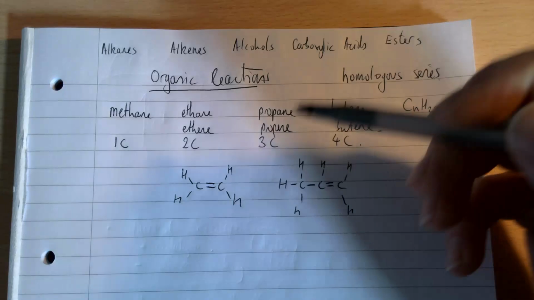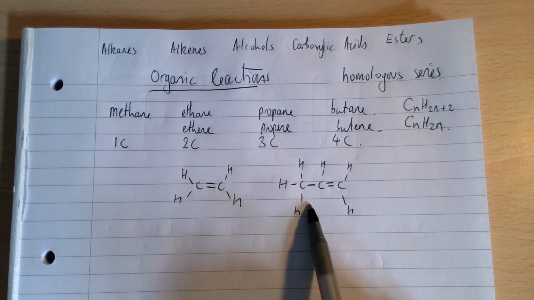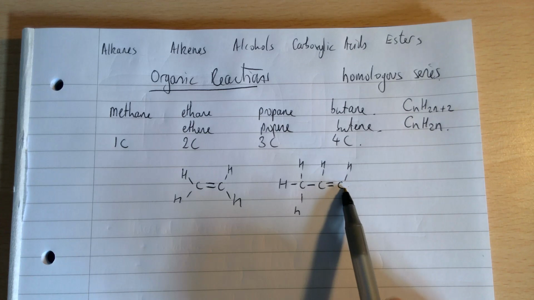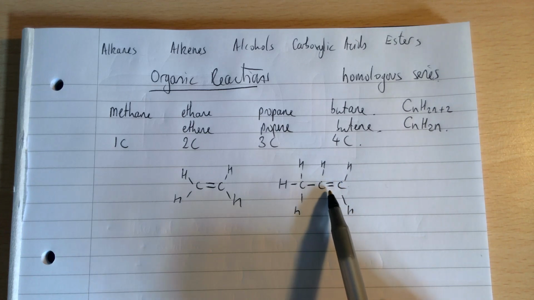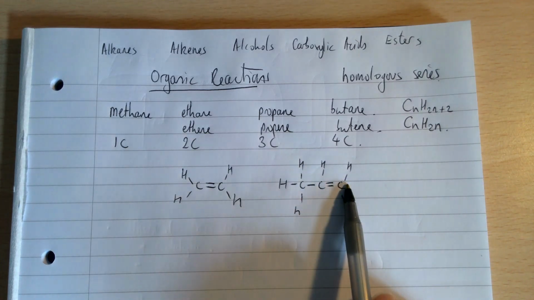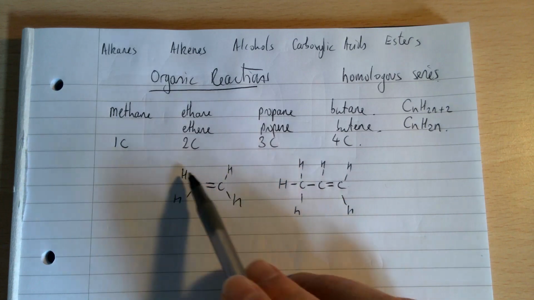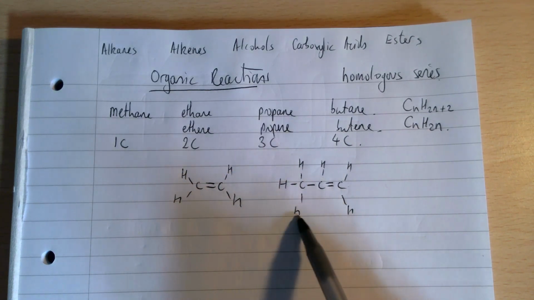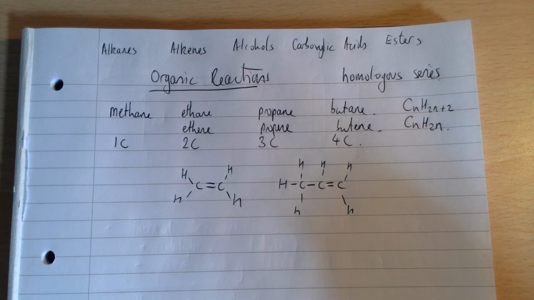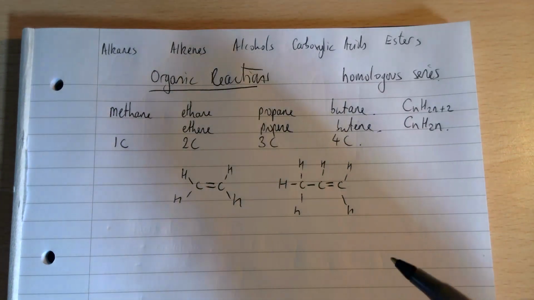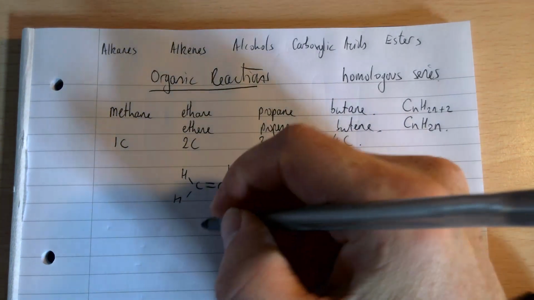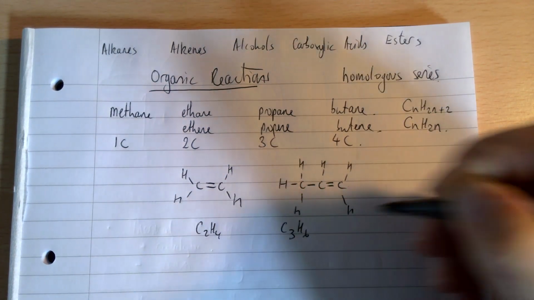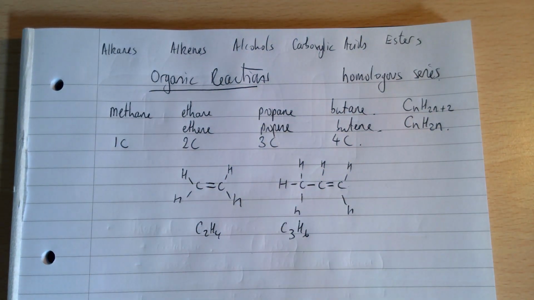Well, as I said a moment ago, as you go through the homologous series, you gain CH2 each time. So you can see that up to this point, if you go from right to left, if you like, that bit's the same and that bit's the same. You've gained 1 carbon and 2 hydrogens. You gain CH2 each time. It's C2H4 to C3H6. You've gained 1 carbon and 2 hydrogens, right?